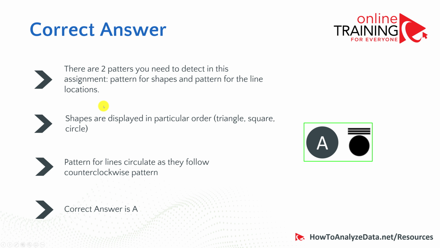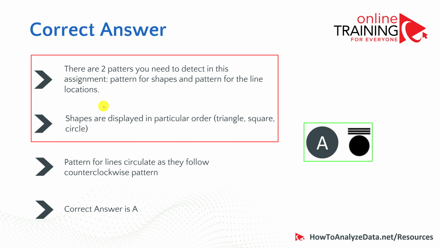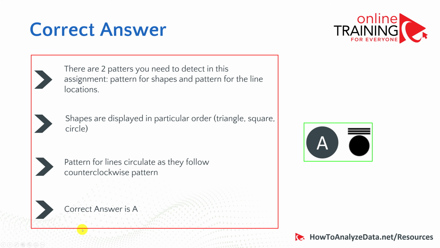So let's recap. There are 2 patterns you need to detect in this assignment. Patterns for the shapes and pattern for the line location. Shapes are displayed in a particular order. Triangle, square, circle, that's really the pattern for the shapes. And the pattern for lines is in a counterclockwise order. So the correct answer is A. Hopefully you've got this one right. You will see a lot of these types of questions in the assessment test.